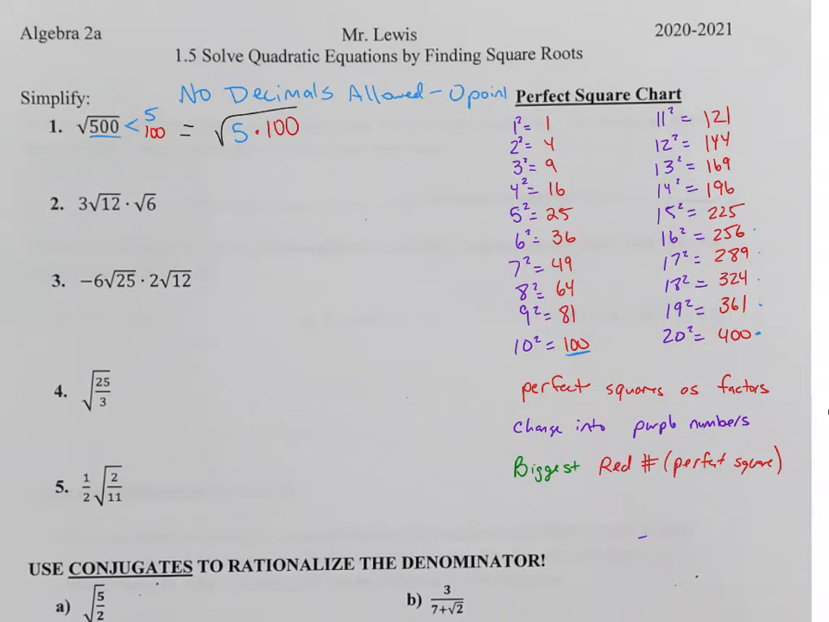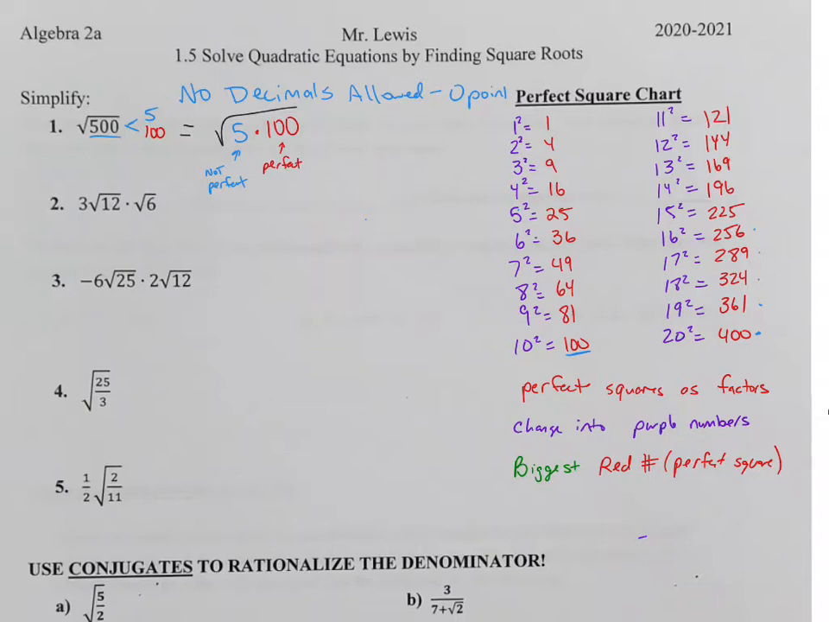Now, 5, this guy right here, he is not perfect. So I think of the radical as a jail. If you're in the radical, you're in jail. You're only allowed to leave jail if you're perfect. So 5, he's never going to be allowed to leave jail. He's not perfect. 100, he is perfect.